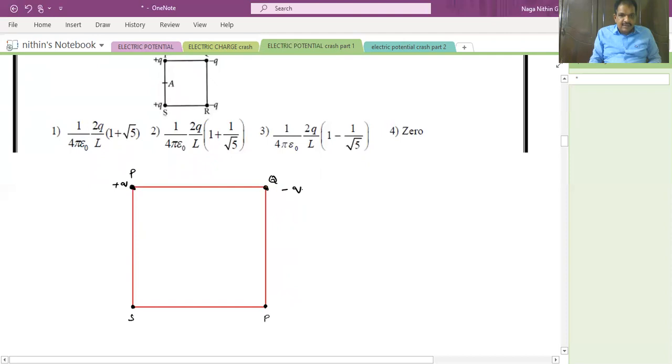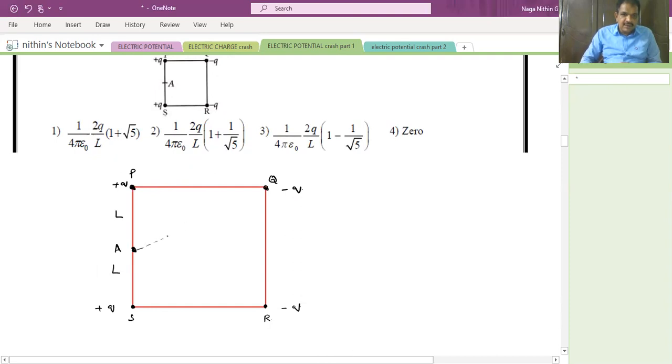They gave in the diagram this one. Here minus q is placed. Here plus q is placed. A is the midpoint of plus q and plus q. Side length will be 2L they give. So this value will be L. PA will be L. And AS value is also equal to L only. L, these distances.